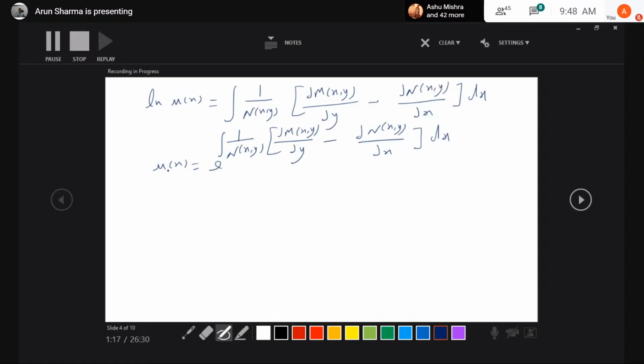Similarly, you may assume this mu is a function of y, and in that case just take it as mu(y). So in that case del M upon del x will become 0. So this term will change and it will be M(x,y) then. So let me just write the results.